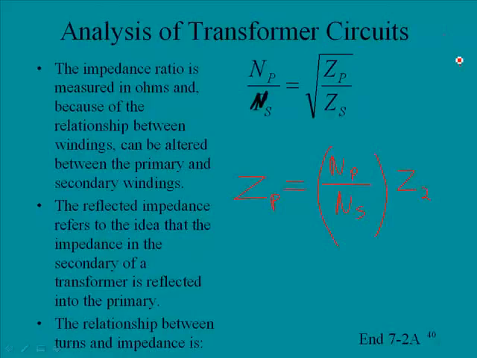We finished our discussion of transformer circuits in our last lesson when we were looking at the impedance in the secondary. And we came up with this formula that said the impedance in the primary was going to equal the primary windings divided by the secondary windings squared times whatever the impedance was in the secondary. And we're going to apply that in a circuit in just a moment.